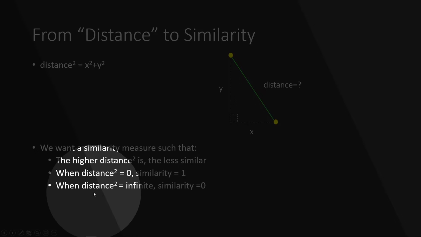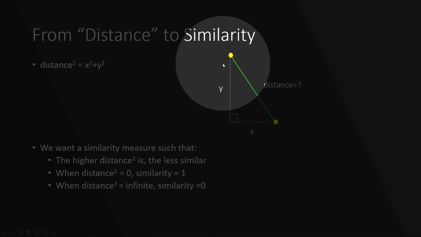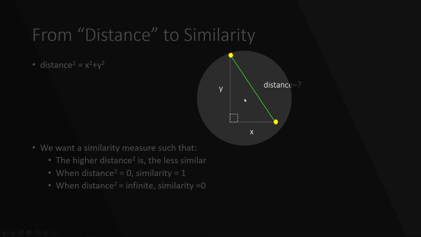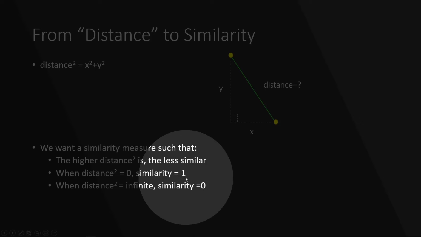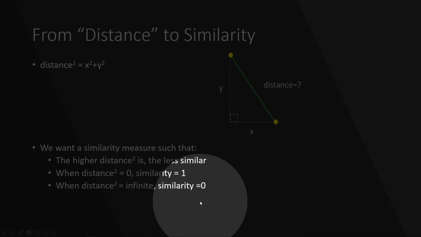And on the other hand, when distance is infinite, when these two dots are as far away from each other as can be, and then they are not similar at all, in that case, similarity is 0. So similarity in that case would be between 0 and 1, and 0 indicates no similarity, 1 means perfect similarity, and any number in between 0 and 1 indicates different extent of similarity. The higher this number is, the more similar these two dots are.